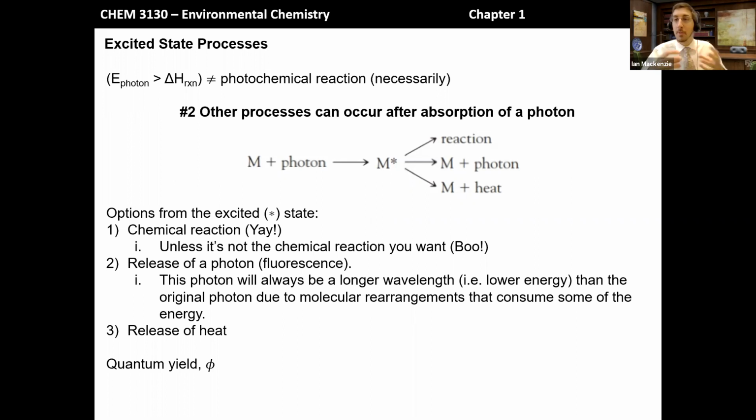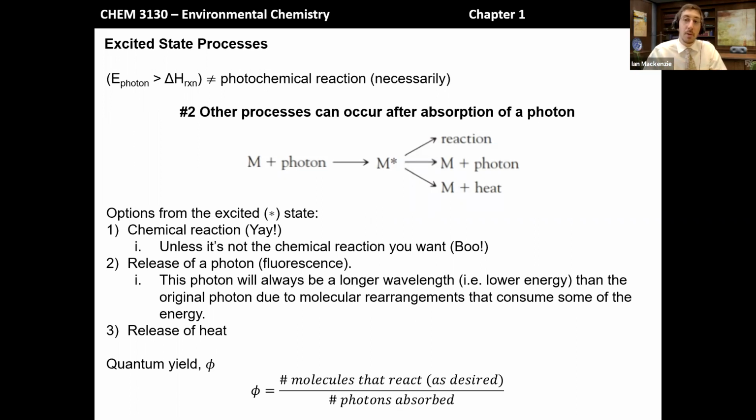It's given the Greek symbol phi here. And quantum yield is simply the number of molecules that react as desired, divided by the total number of photons that are absorbed. So for example, if you had 1 mole of a substance and you shone 1 mole of photons on it and all of them were absorbed, and let's say that only 0.2 moles of that actually went on to react in the desired way, then your quantum yield would be only 0.2.